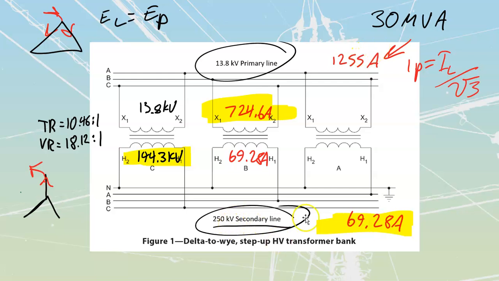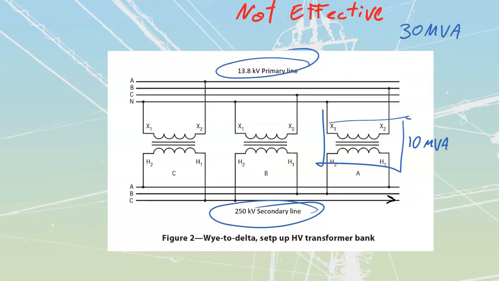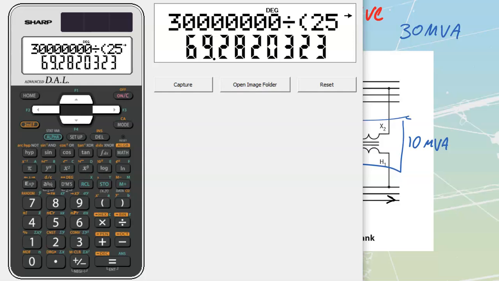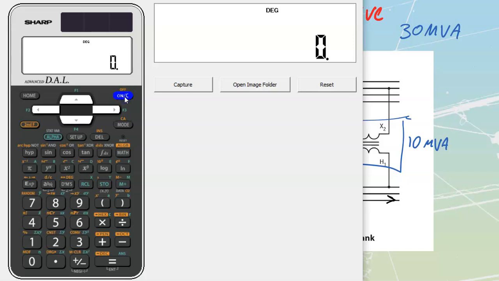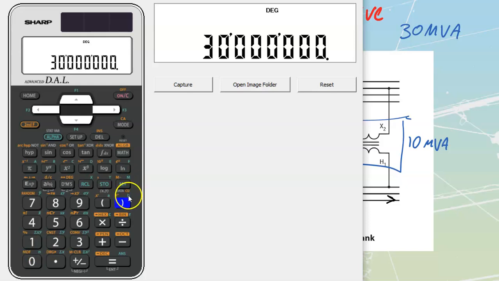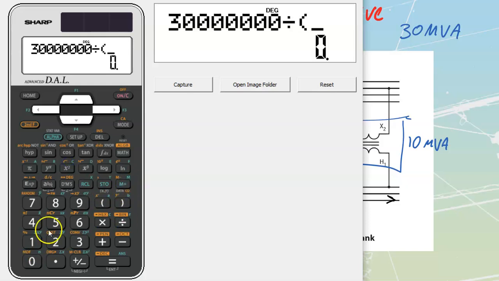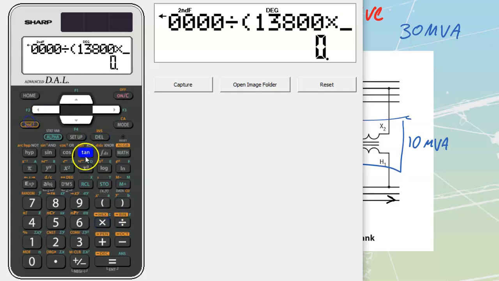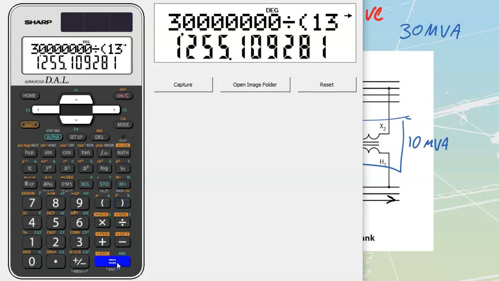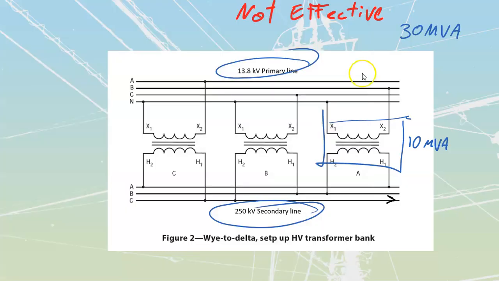Same with the secondary over here, 30 mega VA, 250,000, and I should end up with the same values of current. We'll just punch through them real quick off of this one to make that proof. The first one that we're going to do is 30 mega VA, so 30 million, divided by my primary line voltage, 13,800 times root 3. Make sure you're putting in those brackets once again, and we see that we end up with that line current of 1255 amps.